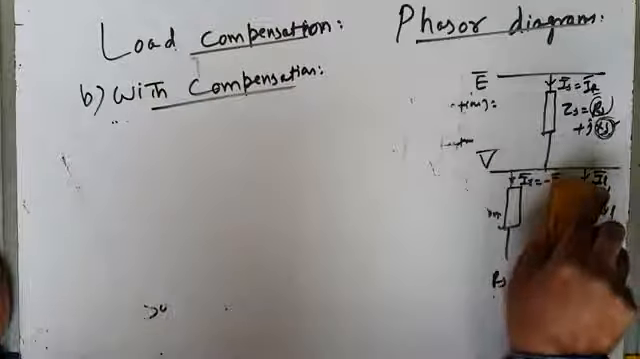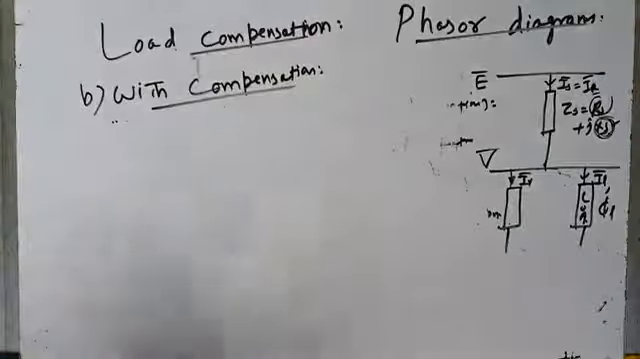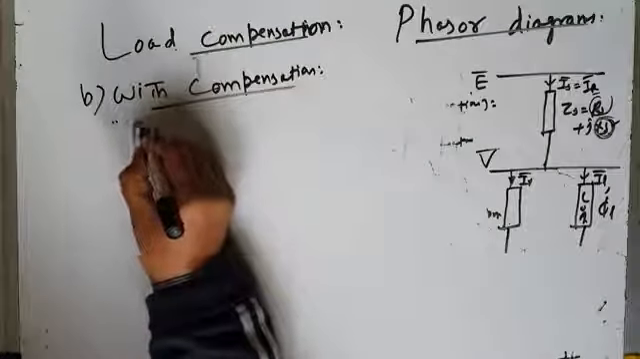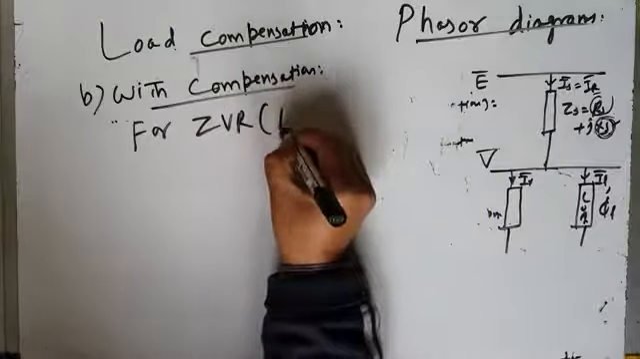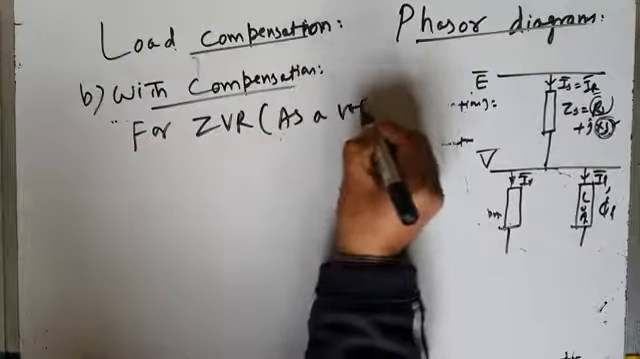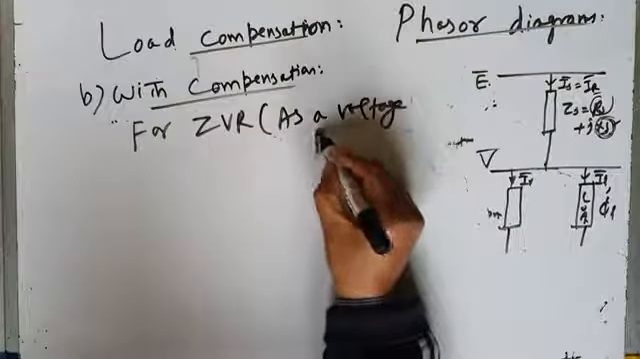Now let us assume the compensator role is now changed. Suppose the compensator is used for zero voltage regulation, that is as a voltage regulator. It's not used as a power factor corrector, it is used as a voltage regulator.